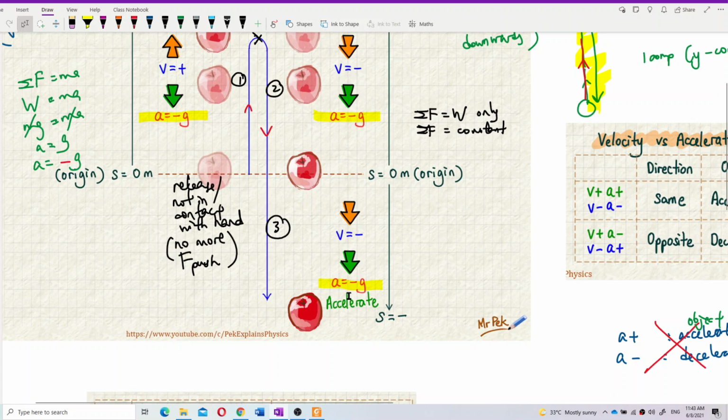Acceleration is still constant, negative g, because the only force acting now is the weight. So the weight brings the acceleration due to gravity. So a equals negative g.